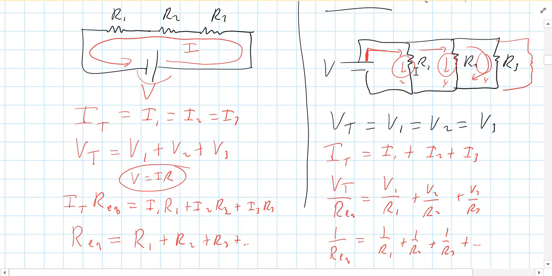If you're in parallel, the voltages are the same. The currents add up. So if you look at these two and look at these two, it's like they're flip-flopped, right? And then for parallel resistors, you do 1 over R, you do the inverses, to get the total resistance of your circuit. Adding resistors in series increases resistance, adding resistors in parallel decreases it.